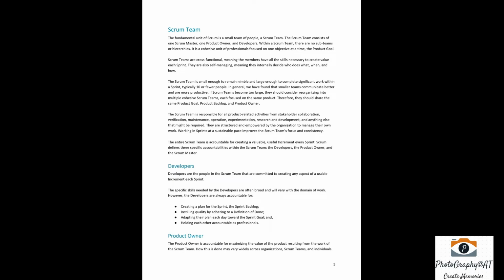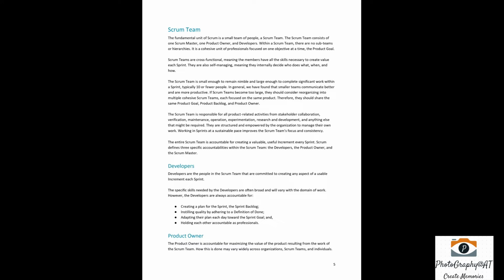The Scrum team. The fundamental unit of Scrum is a small team of people, a Scrum team. The Scrum team consists of one Scrum Master, one Product Owner, and developers. Within a Scrum team, there are no sub-teams or hierarchies. It is a cohesive unit of professionals focused on one objective at a time, the product goal. Scrum teams are cross-functional, meaning the members have all the skills necessary to create value each sprint. They are also self-managing, meaning they internally decide who does what, when, and how.